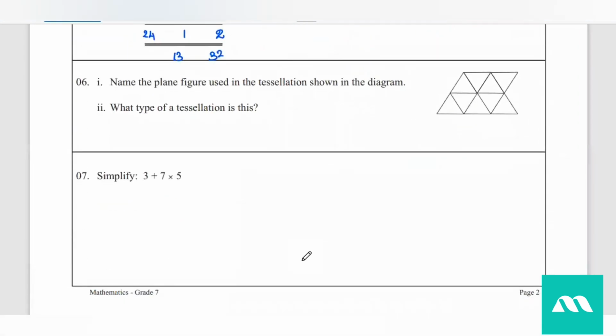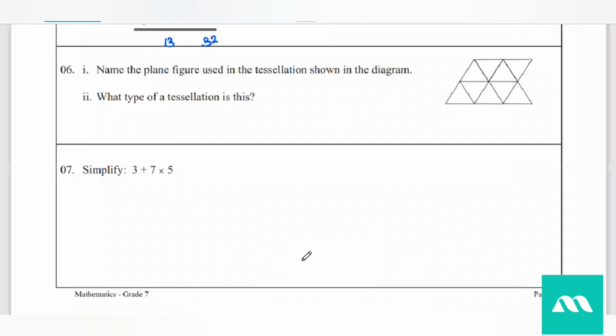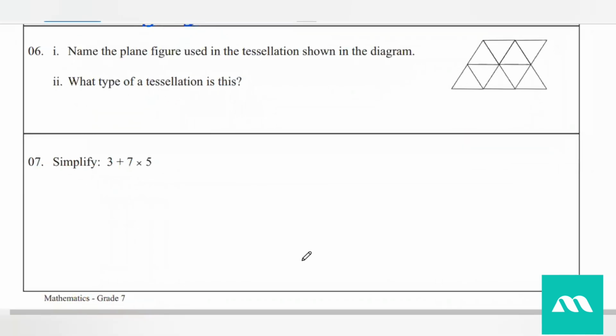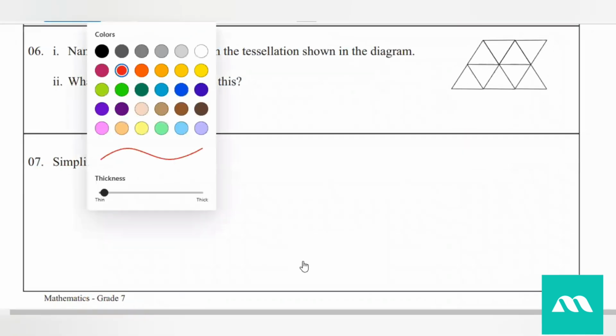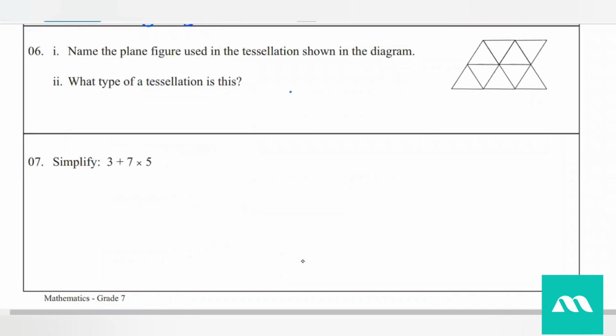Okay. Name the plane figure used to tessellation shown in the diagram. To draw this tessellation, what are the plane figures that they have used? It is a triangle. No, actually it is better to write equilateral triangle. That means the answer is complete. If you have written triangle, it is also correct, but if you have written equilateral triangle, it is far better than writing the triangle.